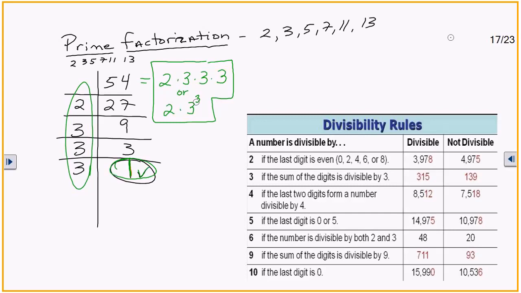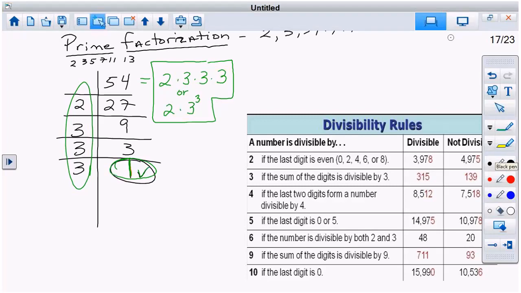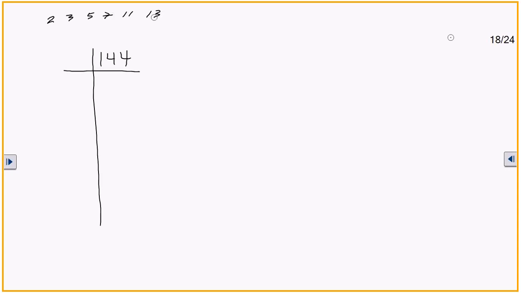So let's do some prime factorization. Let's do 144. Find the prime factors of 144. I draw my line. 2, 3, 5, 7, 11, and sometimes 13. Now I'm going to give you a minute. I want you to pause the video and go through and do that problem as much as you can, and if you can't, we'll do it together.